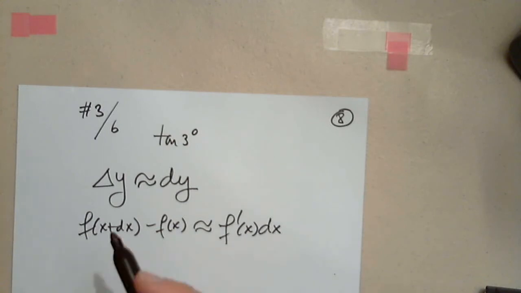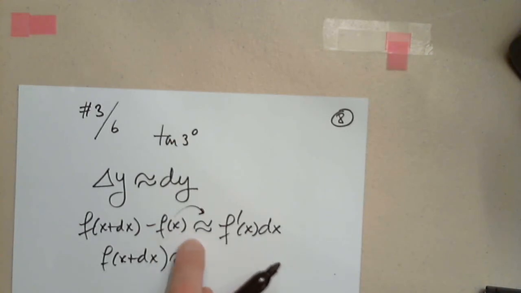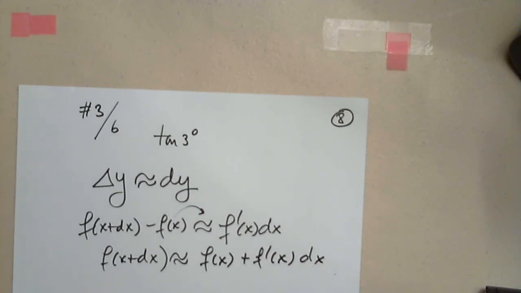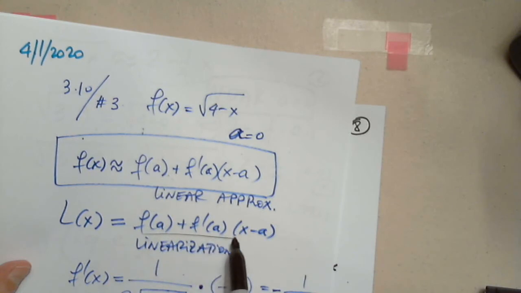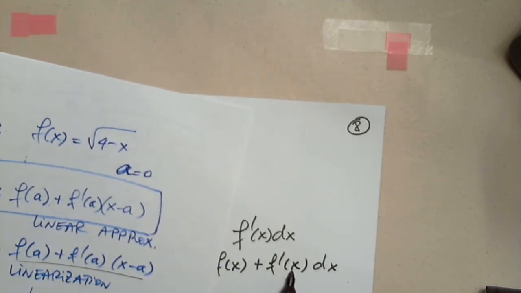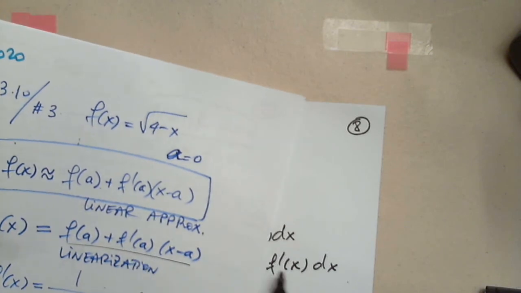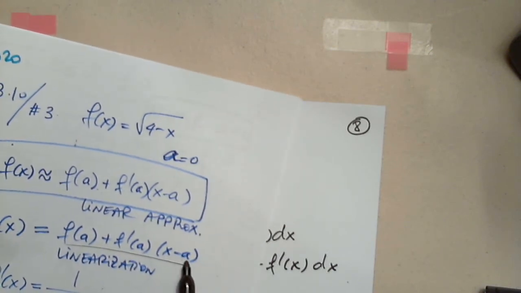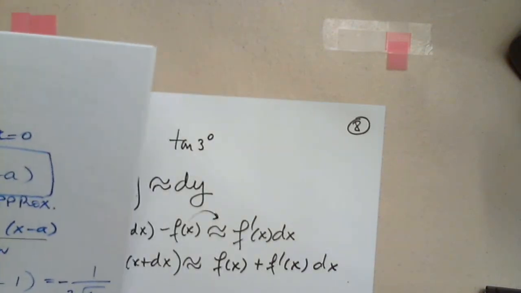Let me see, I can't see what you see. Okay, now I see. So we're moving this to the other side. So this is f of x plus dx, approximately f of x plus f prime of x dx. And I know you know it's all the same thing.